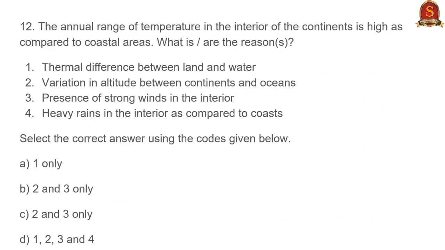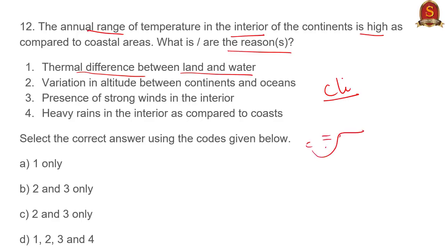Moving to question 12, the annual temperature range in the interior of the continents is high as compared to coastal areas. What are the reasons? Okay. Thermal difference between land and water is the first statement. Now, this I think is the most basic concept when you talk about climatology, because only based on this most of the components are explained. You talk about land breeze, sea breeze, and the variation in climate between the interior of the continents and the coastal areas. It is principally because land and water behave differently to temperature conditions. So, you know that the first statement is inherently part of the reason.